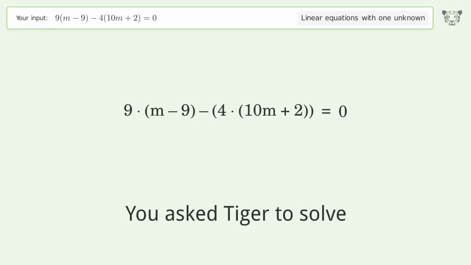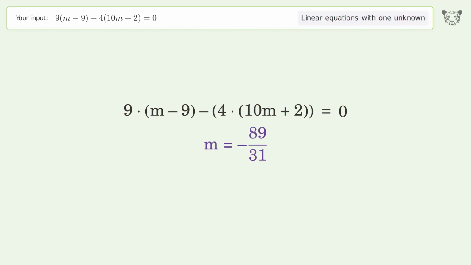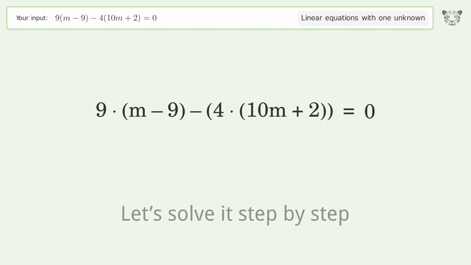You ask Tiger to solve. This deals with linear equations with one unknown. The final result is m equals -89/31. Let's solve it step by step.